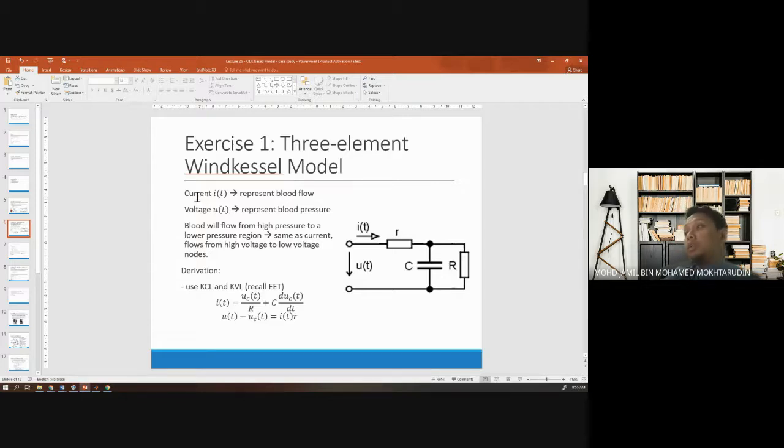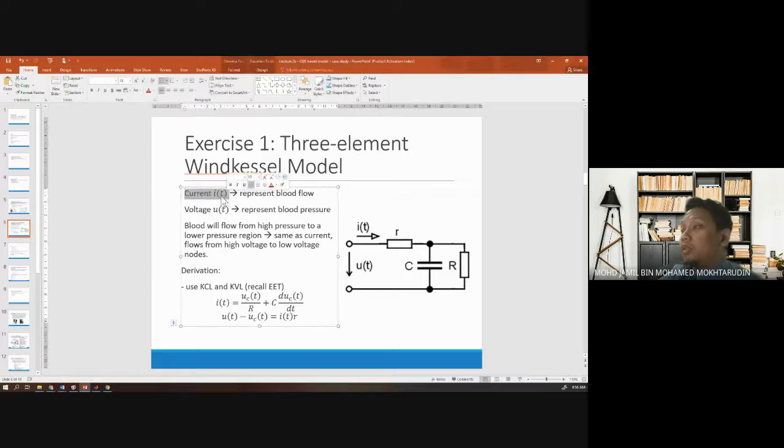So in the Windkessel model, we use electrical current to represent the blood flow, and the voltage U to represent blood pressure. If you still remember EET, current is measured through a line in the circuit, while voltage is measured at the node. So at the node, we represent the voltage as pressure, and the line, the current, represents the blood flow. Similar to current, blood flow will flow from a high pressure to a lower pressure region. Same with current: current will flow from high voltage to low voltage.